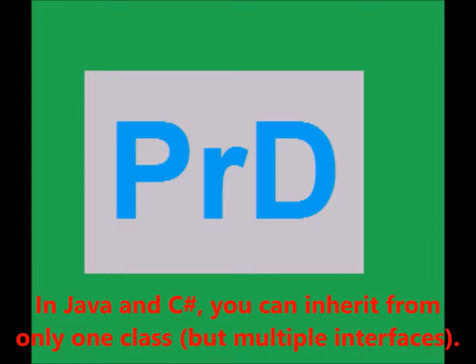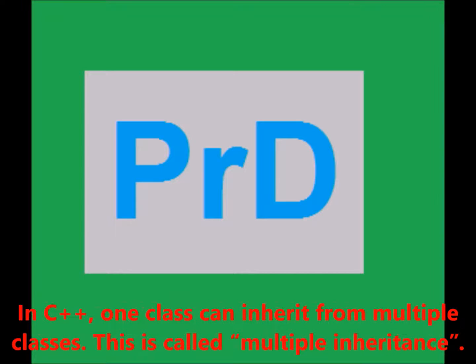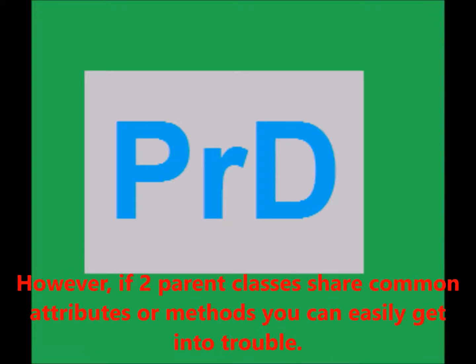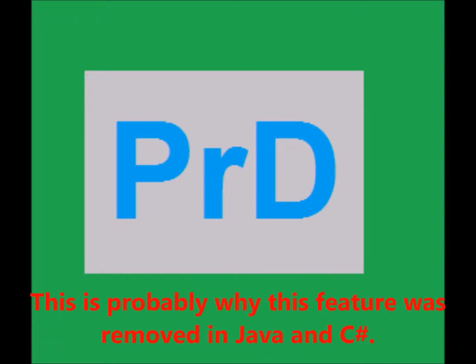In Java and C#, you can inherit from only one class, but multiple interfaces. In C++, one class can inherit from multiple classes. This is called multiple inheritance. However, if two parent classes share common attributes or methods, you can easily get into trouble. This is probably why this feature was removed in Java and C#.